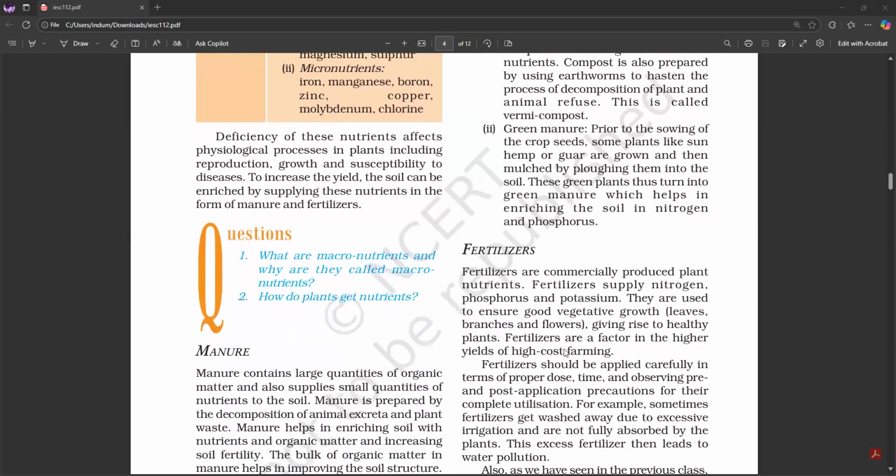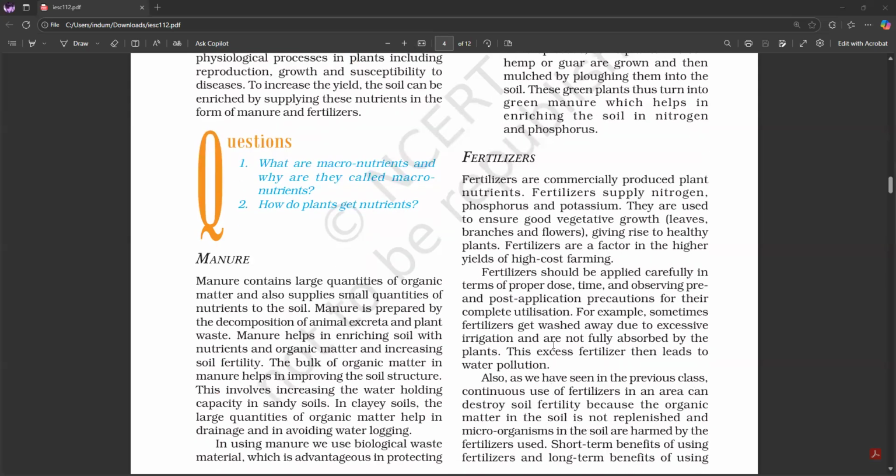Green manure. Prior to the sowing of the crop seeds, some plants like sun hemp or guar are grown and then mulched by plowing them into the soil. These green plants thus turn into green manure, which helps in enriching the soil with nitrogen and phosphorus.